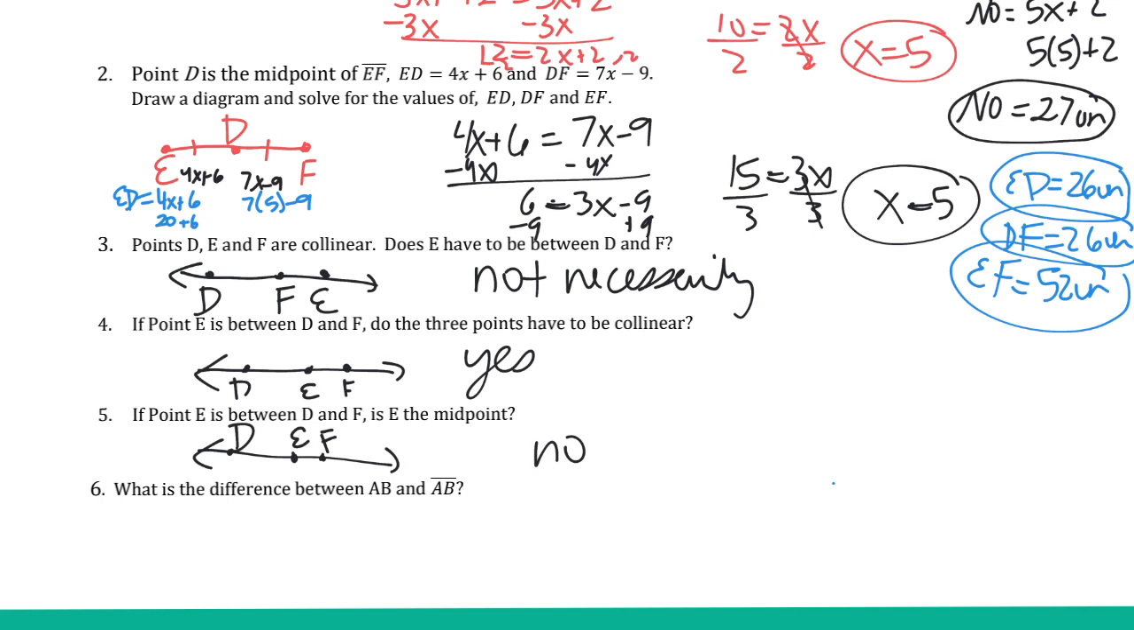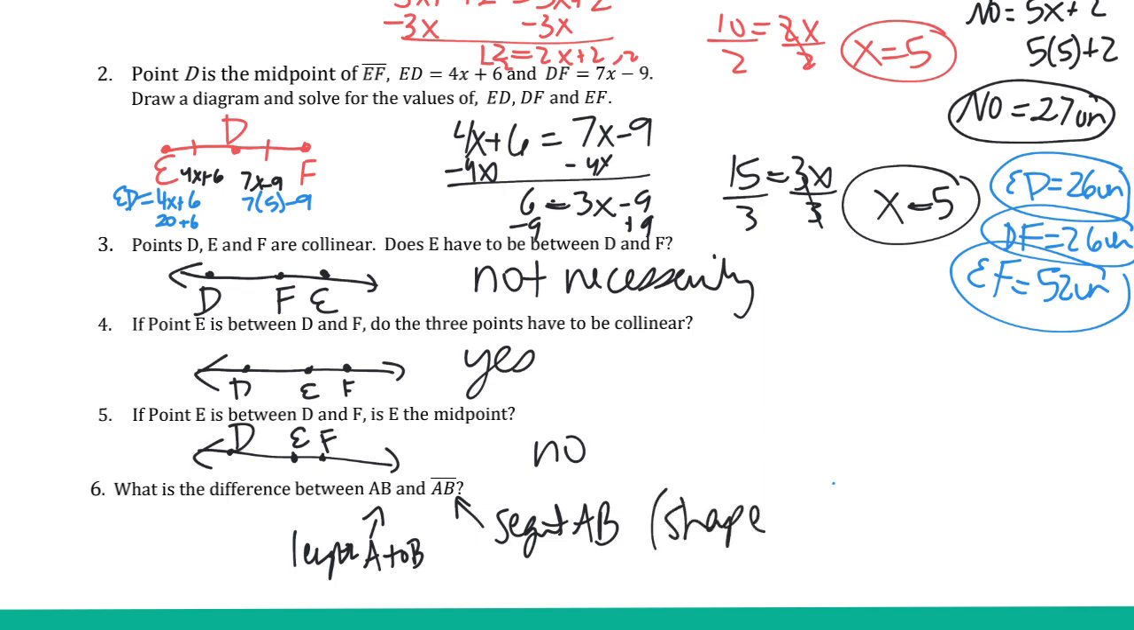So what is the difference between AB and AB with a segment over it? Well, AB means the measure of AB, so the length from A to B. AB with a segment over it means segment AB, which means the actual shape.